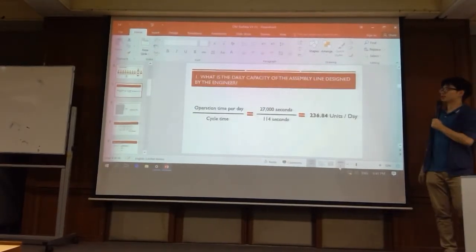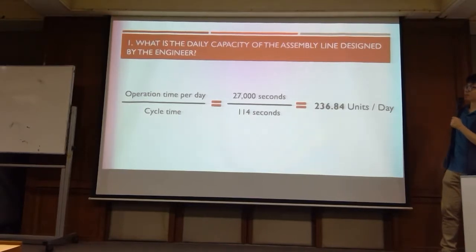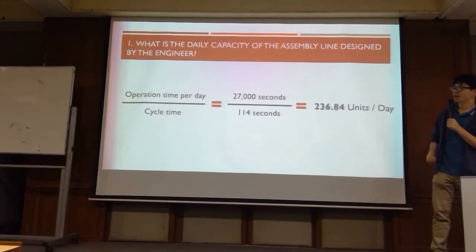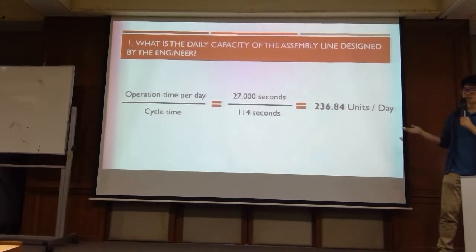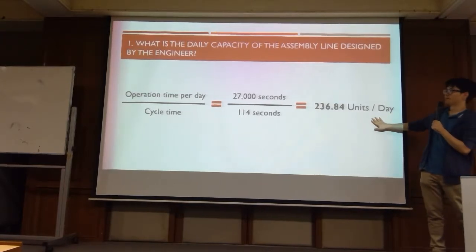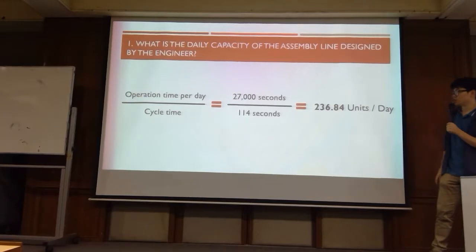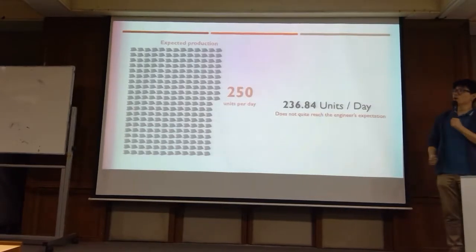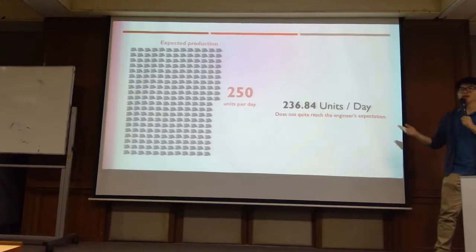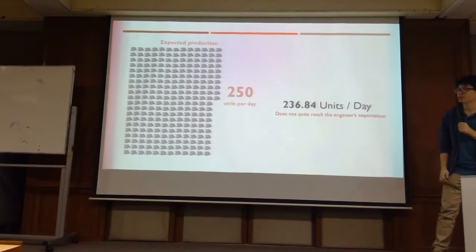Okay, so the first question is, what is the daily capacity of the assembly line designed by the engineer? As we get from the case, we have the operation time per day and the cycle time that we get from the last slide, which is 140 seconds. When we calculate, we get 236 units per day, which still does not quite reach the expectation that we made, which is 250 per day.